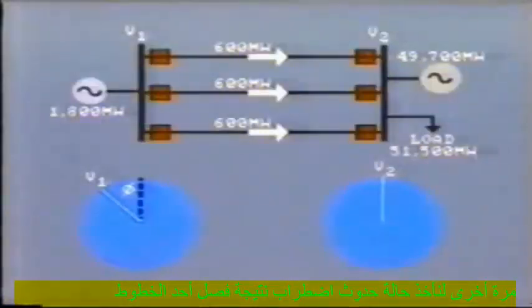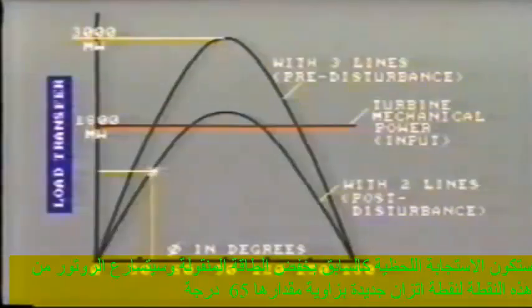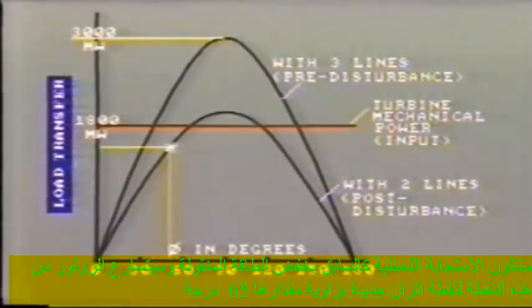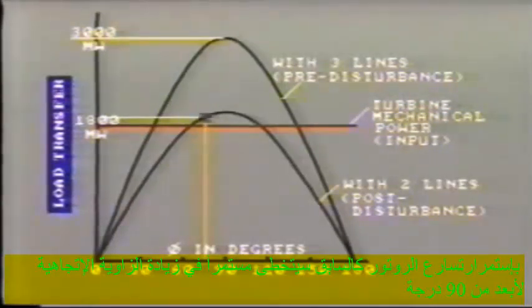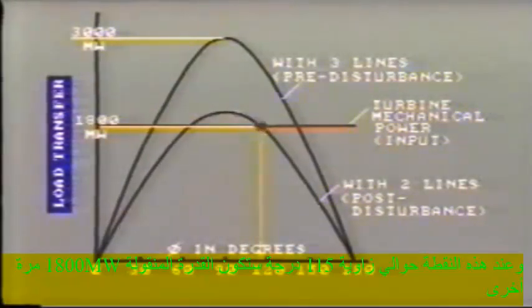Once again, consider the case where a system disturbance causes one of the lines to trip. As before, the instantaneous response is for the amount of power transfer to reduce and the rotor to accelerate from this point to the equilibrium condition again, which is now about 65 degrees. As before, the rotor continues accelerating and overshoots and continues to increase the phase angle beyond 90 degrees. At this point, about 115 degrees, the load transfer is once again 1,800 megawatts.